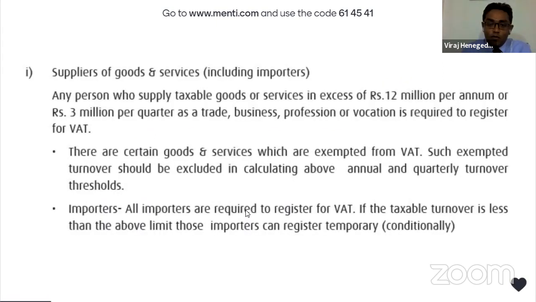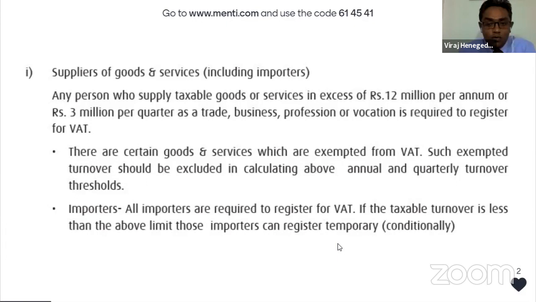Supply of goods. Now, what you need to remember in order to register for value-added tax: any person who supplies taxable goods or services in excess of 12 million per annum, or else we can say 3 million per quarter. So if your turnover is exceeding 12 million per annum or 3 million per quarter, then you need to register for VAT.